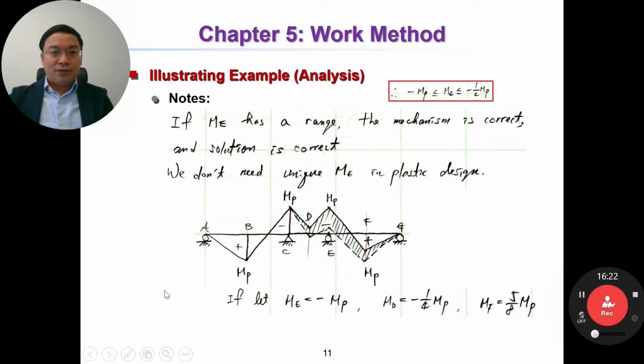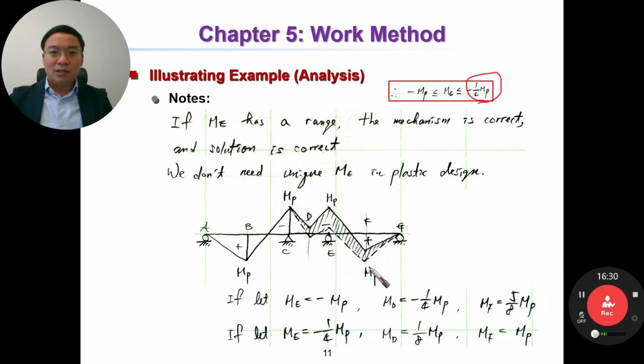But if we let ME equal to the upper value, this one, then we have MD equal to MP divided by 8 here. So very small. And MF equal to MP here. So if we use this ME, then the moment diagram is this curve, the dashed line. So we have a range of MD and a range of MF as a function of the range of ME, and the moment at all sections is satisfied with the moment check. So our solution is correct.